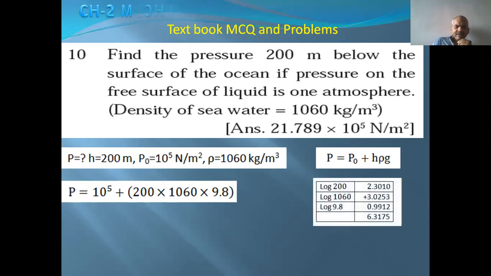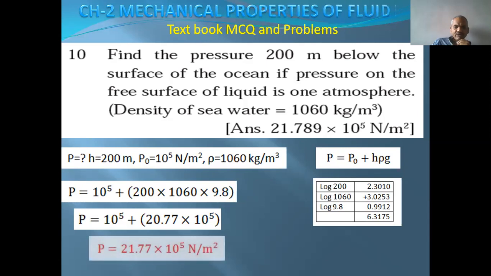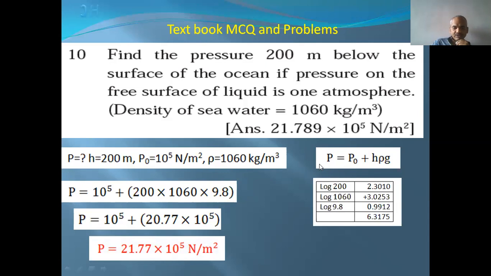Here, for the bracket calculation, you should use the log tables, and using log table you can easily calculate the bracket, and the value of the bracket is equal to 20.77 into 10 raised to 5. If we add 20.77 into 10 raised to 5 and 1 into 10 raised to 5, you get the value as 21.77 into 10 raised to 5 Newton per meter square. The answer for the pressure just 200 meter below the surface of the ocean is 21.77 into 10 raised to 5 Newton per meter square.